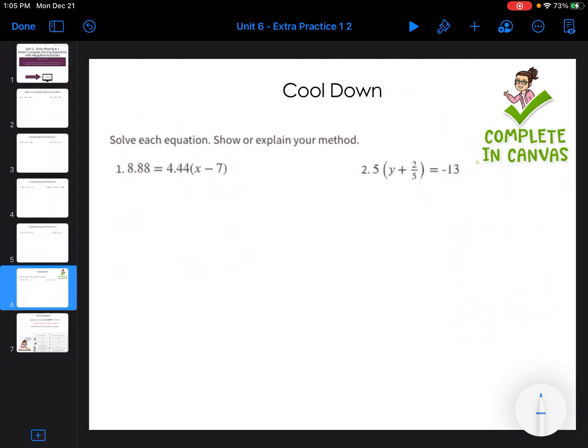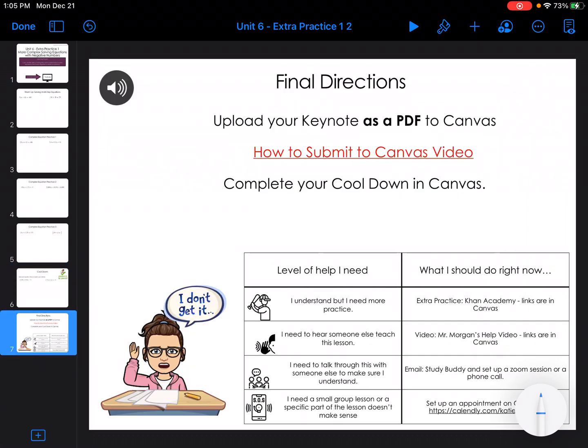All right, so now you're at your cool down. I need you to go ahead and solve each of my equations that I've given you here. Make sure you either draw out your hanger diagram or your tape diagram, or you just solve it traditionally. It doesn't make any difference to me.